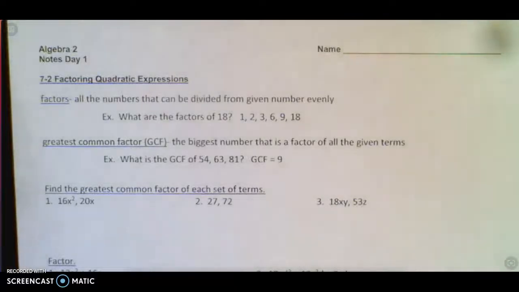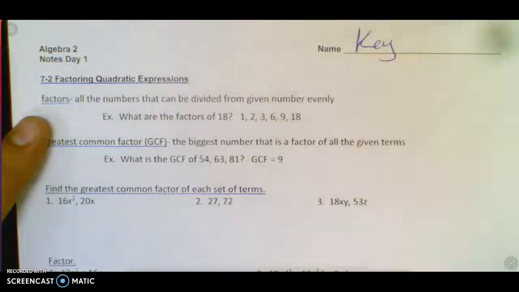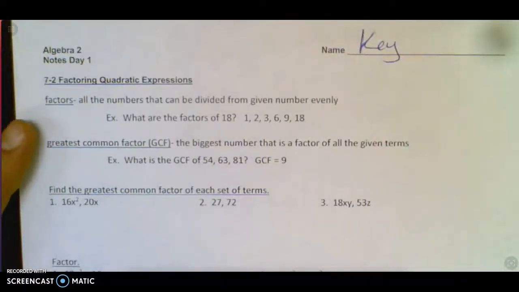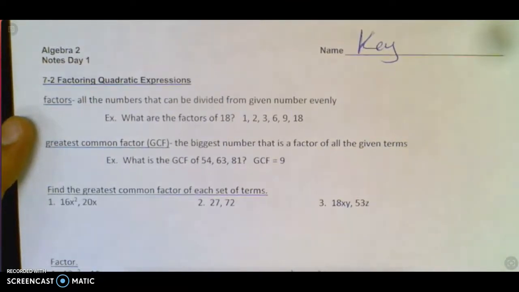Hello everybody, Algebra 2. Here are some notes on factoring quadratic equations or expressions. Day one here, so it's going to be kind of easier factoring, but we've got to get this down.